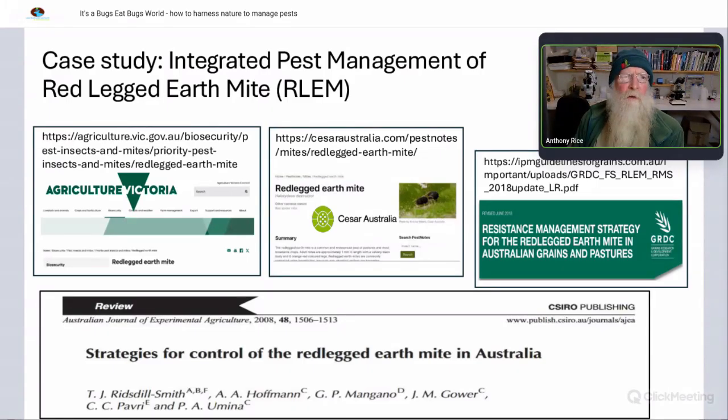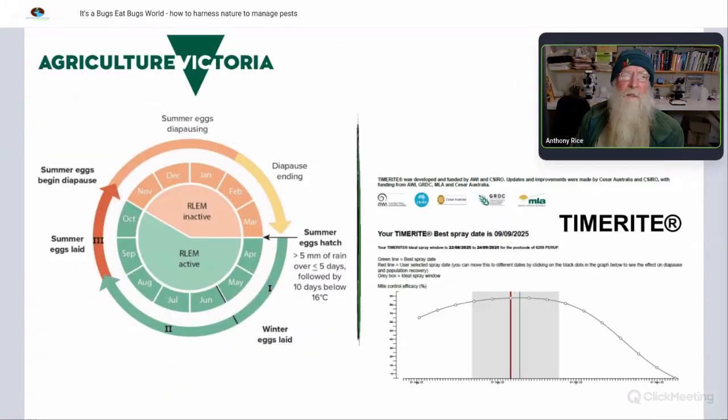So we have Agriculture Victoria has put one out, Cesar Australia, the GRDC, which is the Grains Research and Development Council, I can never remember, corporation, no, I think it's council. And then there's the independent Australian Journal of Experimental Agriculture publications and CSIRO. All freely available online. Just chuck them into your browser. If you get stuck and want to get them, I can easily send you a link.